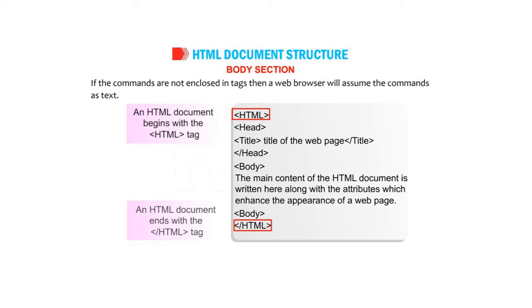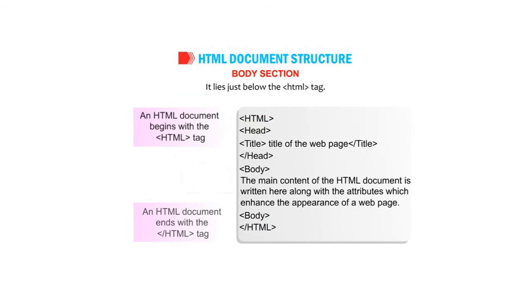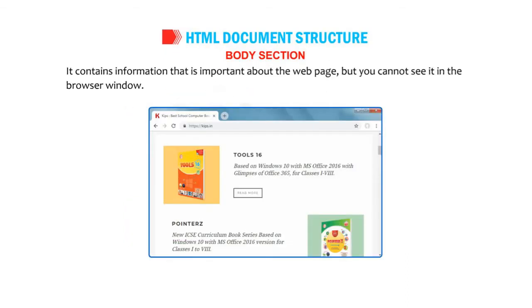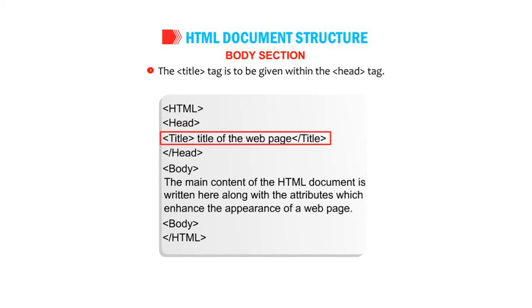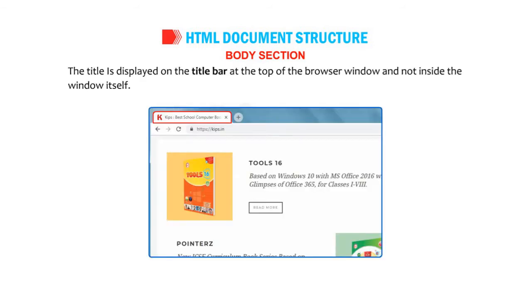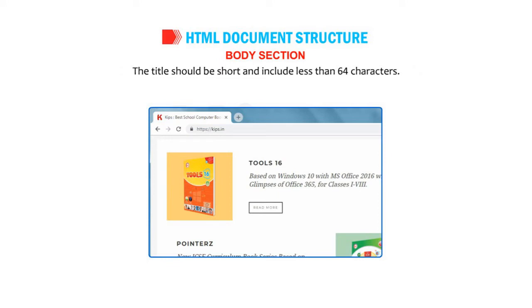The head tag is the HTML document header. It lies just below the HTML tag. It contains information that is important about the web page, but you cannot see it in the browser window. The head contains no text within itself. The title tag is to be given within the head tag. It contains the title of the document. The title is displayed on the title bar at the top of the browser window and not inside the window itself. The title should be short and include less than 64 characters.